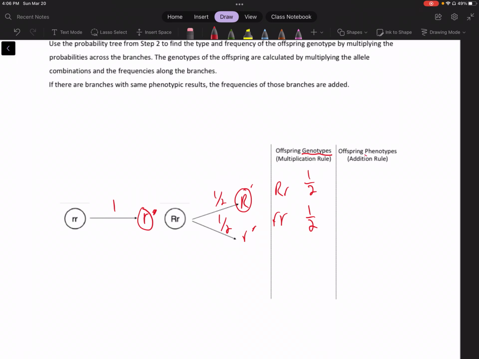Now the offspring phenotypes is what we see, or what we look at in that photo. So remember, our capital R was round, and our lowercase r was wrinkled.